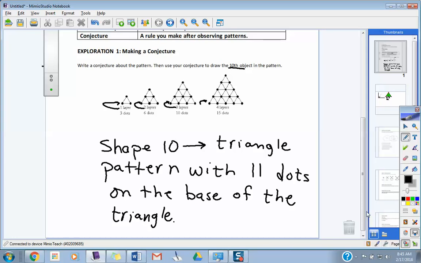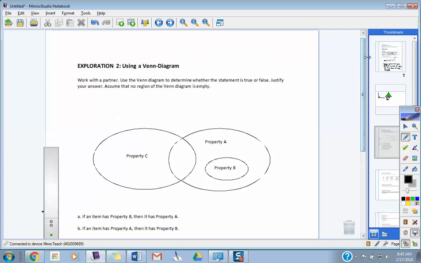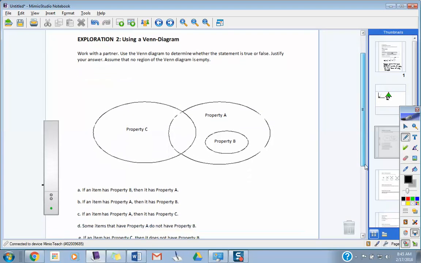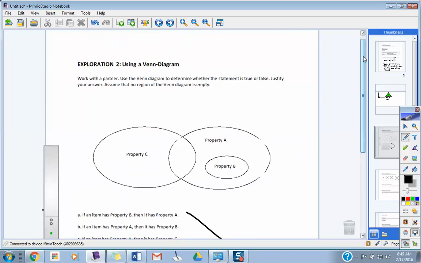Okay. Well, here's what I want to do. We're going to put you to work here. In example two, you're going to work with a partner. Do you see all these statements right down here, A through G? Everybody see those statements? This is considered a Venn diagram. You've used Venn diagrams in the past? Yes? No? Yes? Okay. So I think you know how to read these.